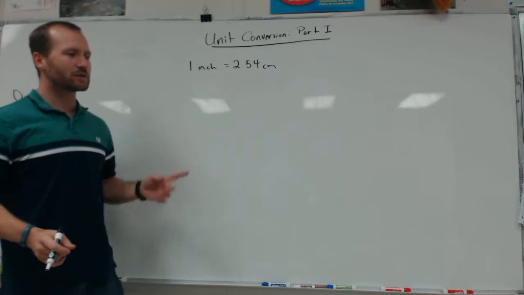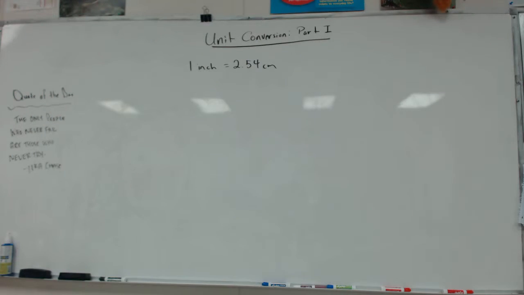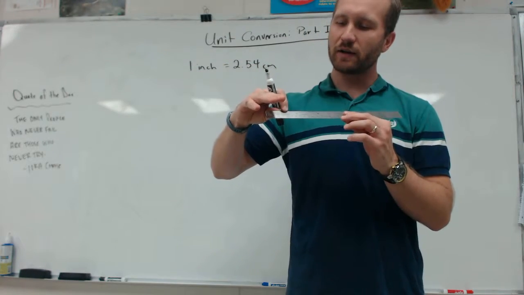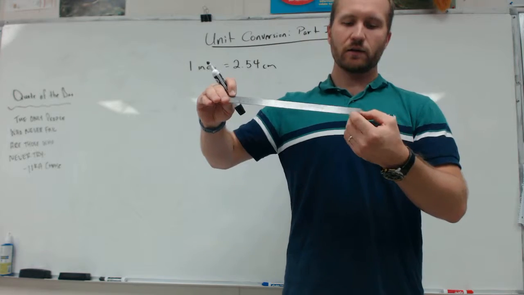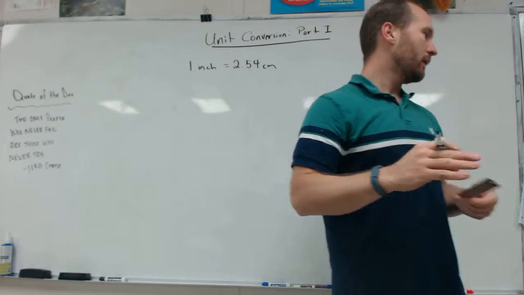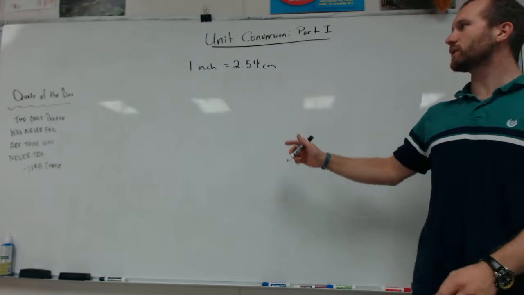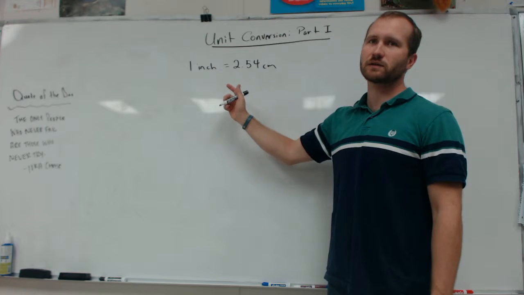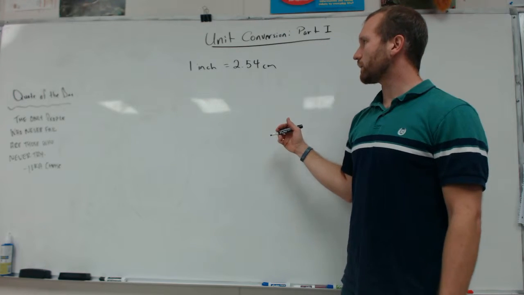So we know that 1 inch, if I were to take a ruler, is the same thing as 2.54 centimeters. If I were to measure this inch, it's the same as a little more than 2.5 of the centimeters. Okay. And this conversion factor tells us how to convert both from inches to centimeters and centimeters to inches. Okay. So that's one of them.